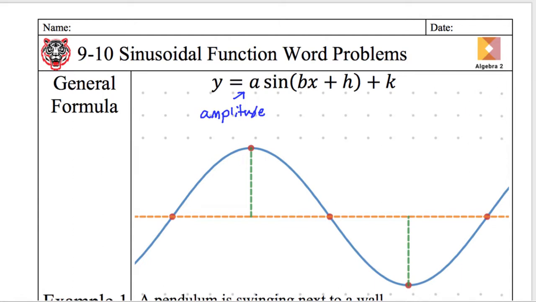All right, B, what does B affect? Period. And what is the formula for period? 2 pi over P. So B is equal to 2 pi over P. And B will always be positive. I mean, you can have a negative number. You can plug it in there, but normally for us, it's always going to be the absolute value of B.